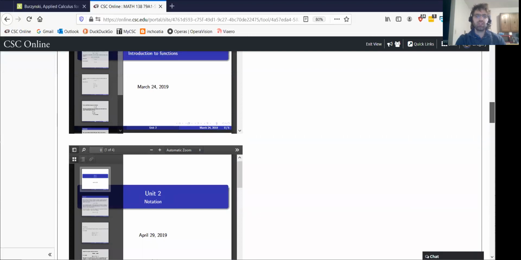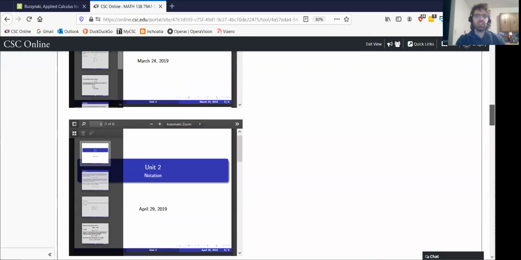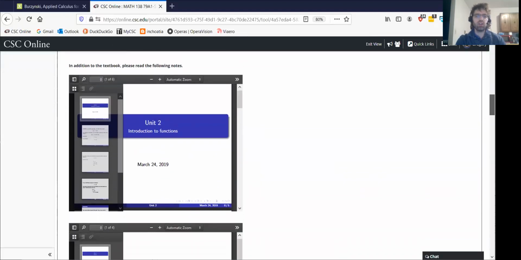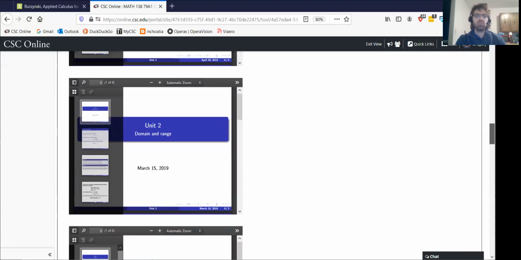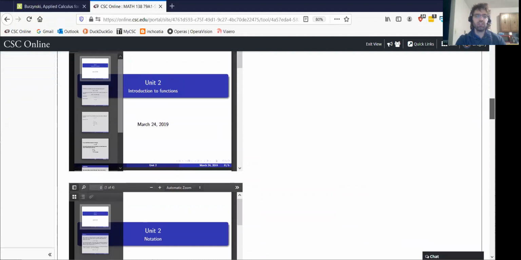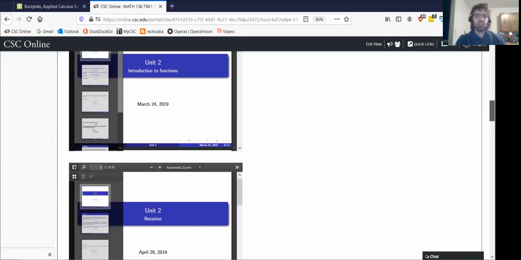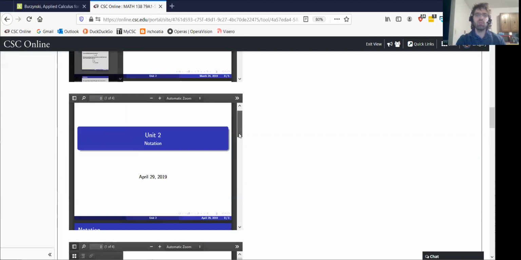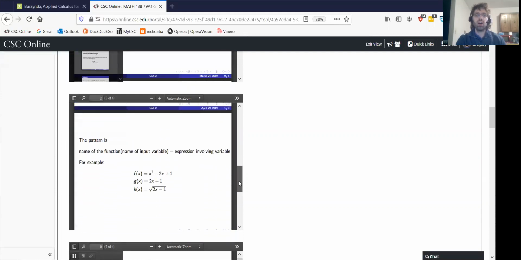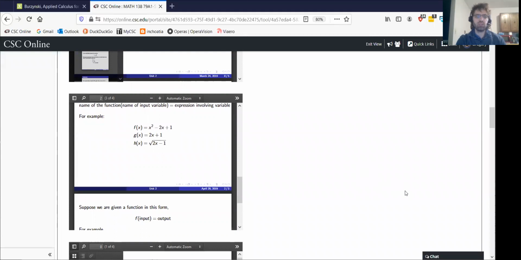The last type of learning material posted on Sakai is written notes for each unit. These are not intended to replace reading the textbook and working through examples. They are supplemental.